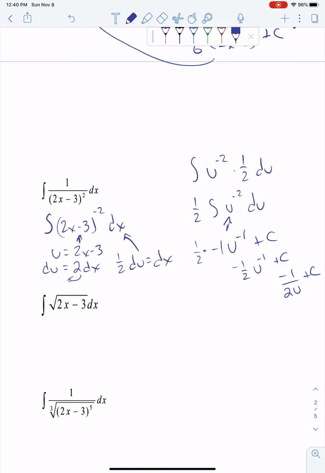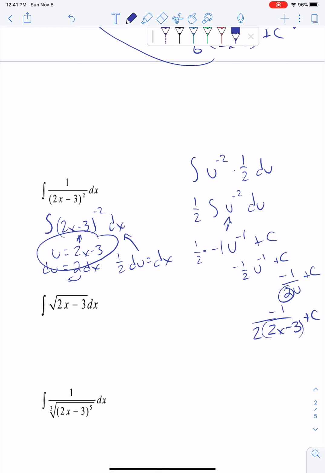So negative 1 over 2u plus c, but I don't want u's, I want x's. So I go back to my very beginning, and anywhere there's a u, I'm going to plug in 2x minus 3. So this becomes negative 1 over 2x minus 3 plus c. Oh, don't forget the 2 in front of the u. Whoops. 2 times 2x minus 3.